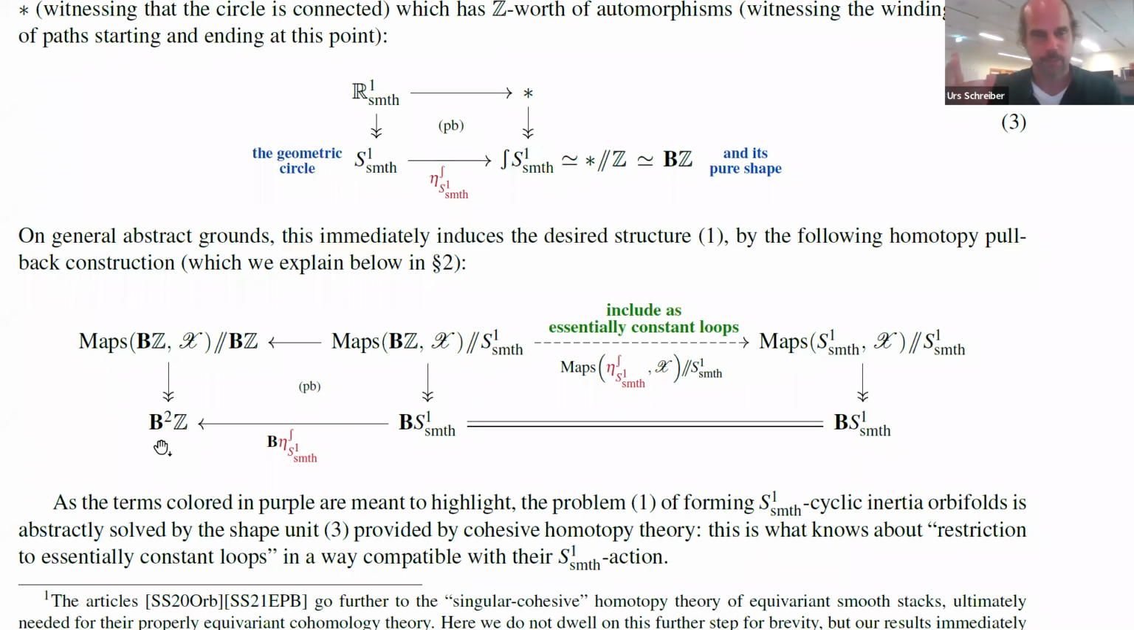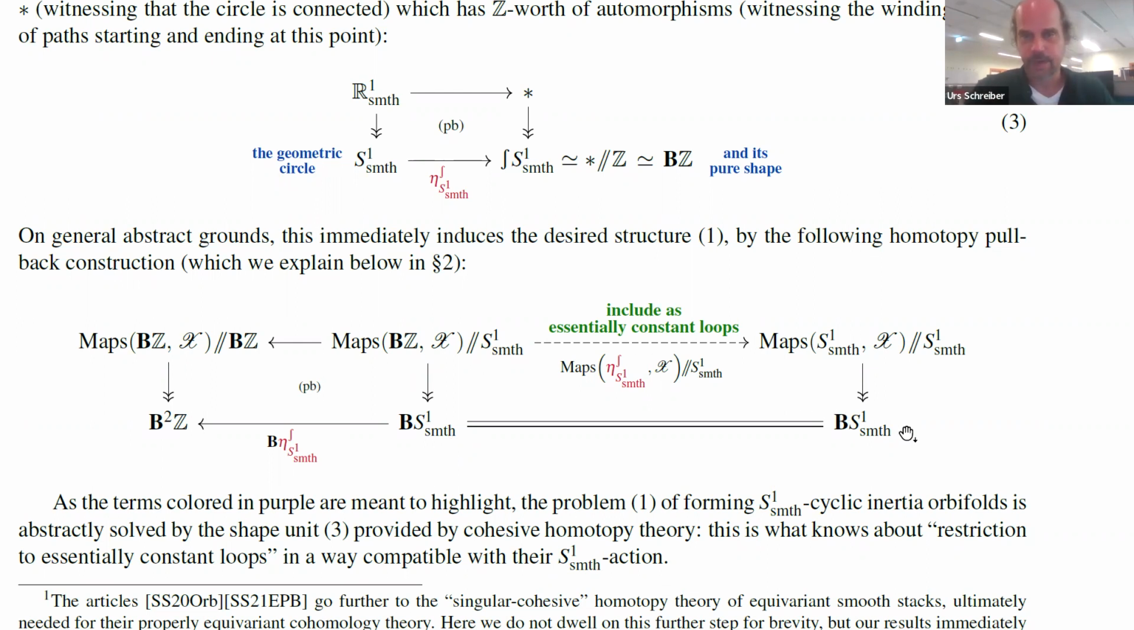So this homotopy pullback construction does what you naively expect should be possible. If you have a space with this group action and you have a group homomorphism from here to this group, you should be able to build a space with that group action by precomposing the action with that map. This is what this homotopy pullback does. And so this is our candidate for what should be the extended inertia orbifold. And this is what we prove is equivalent to Huan's construction.